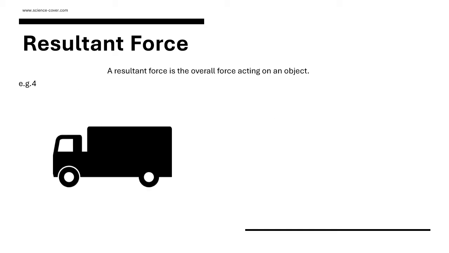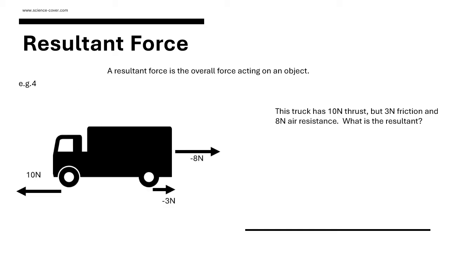In this example, we have a truck with a 10 Newton thrust, 3 Newton frictional force, and 8 newtons of air resistance. Now, as the truck is moving forward, we'll call the value of 10 newtons a positive number, and we'll refer to the resistive forces, the 8 newtons and the 3 newtons, as the negative values. So we're going to call them minus 3 newtons and minus 8 newtons.